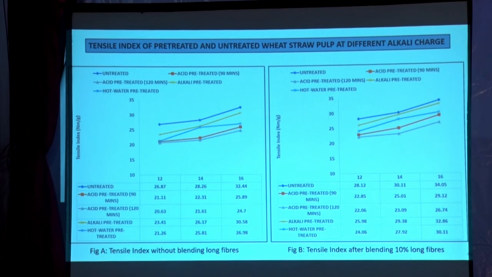Now these are the results of the tensile index. After pre-extraction, the tensile index of the prepared handsheets decreased as compared to the untreated one. This can be attributed to the loss of hemicellulose, as most of the hemicellulose was extracted during the pre-pulping stages, and these hemicelluloses play a significant role. So this loss in tensile index may be attributed to the loss of hemicellulose during the pre-extraction stage. However, after blending of 10% of long fibers, this loss can be compensated.